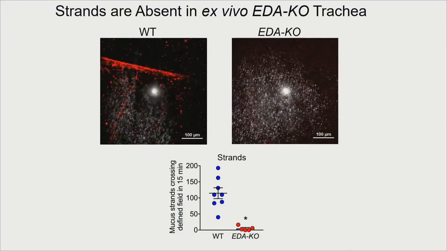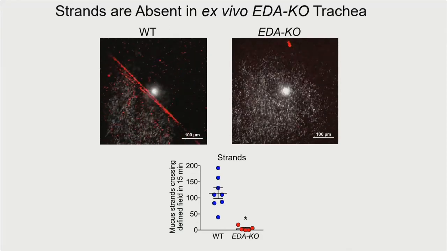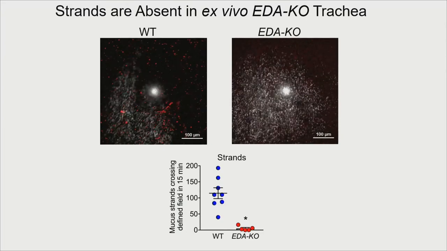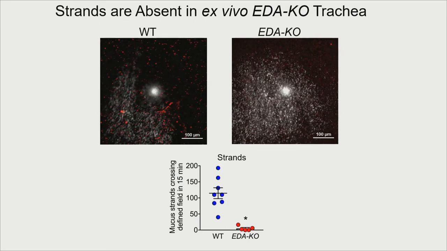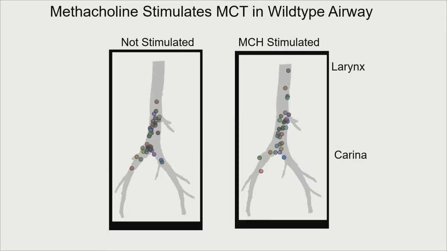And on the bottom, I am showing you the number of strands that went over a certain area in a certain amount of time. You can see that over 100 were counted in wild-type pigs, but either none or a very limited amount in EDA knockout pigs, so they don't make strands. So if they don't make strands, what happens in a live EDA knockout pig and a wild-type pig?